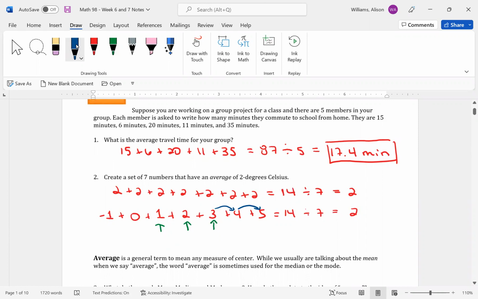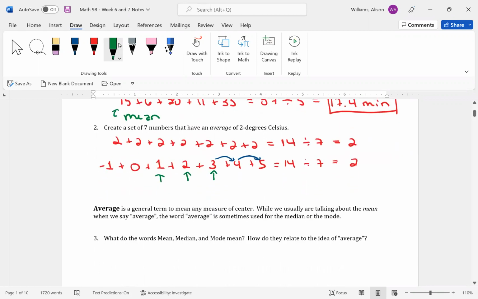Okay. Well, that idea is explaining average. Average is a general term to mean the center, the measure of the center. And usually when we hear the word average, we think mean. That's what we did in number 1. What we did right here was find the mean. But average doesn't have to be the mean. It could also be median or mode. So most people have heard those 3 words, mean, median, mode. Let's review what those are.